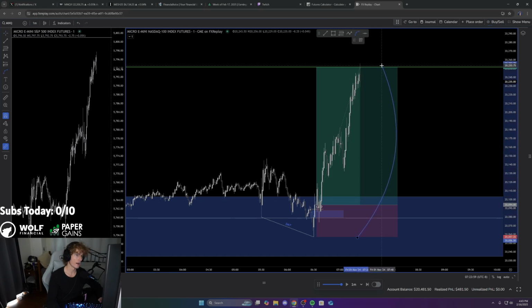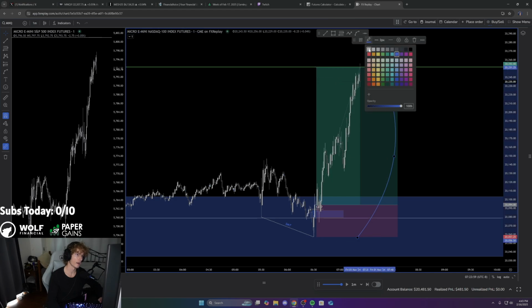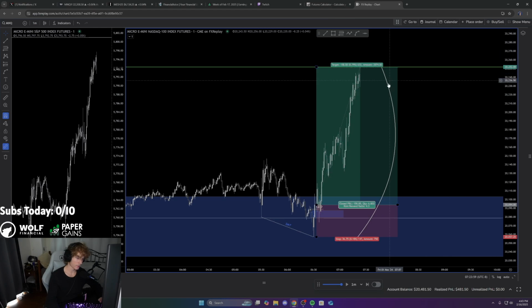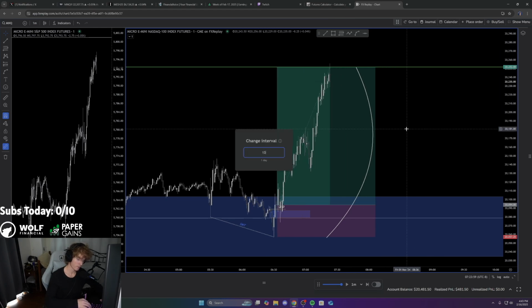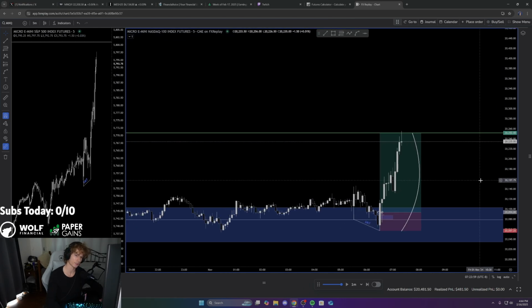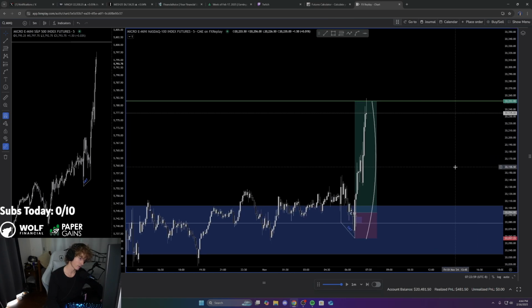This is a textbook buy model. Back to the retracement of equilibrium. I don't know how much simpler trading can be, guys. This is as simple as trading gets right here. It's so dumb simple. It's just a matter of being patient and waiting for the right times and waiting for an actual high time frame PD array, right? And not just doing this in random areas of the market.